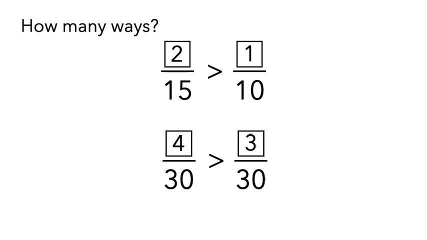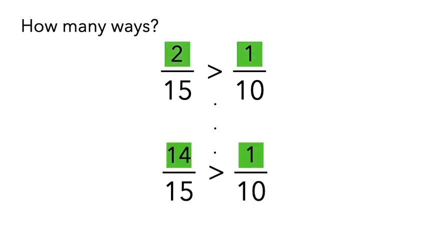Well, if we multiply the 2/15 by 2, we get 4/30. If we multiply the 1/10 by 3, we get 3 over 30. Now they have the same denominator. We can clearly see that yes, 2/15 is bigger than 1/10. We could then keep changing the numerator of the 2/15 to 3/15, 4/15, and so on, all the way up to 14/15 in order to find some different solutions there.